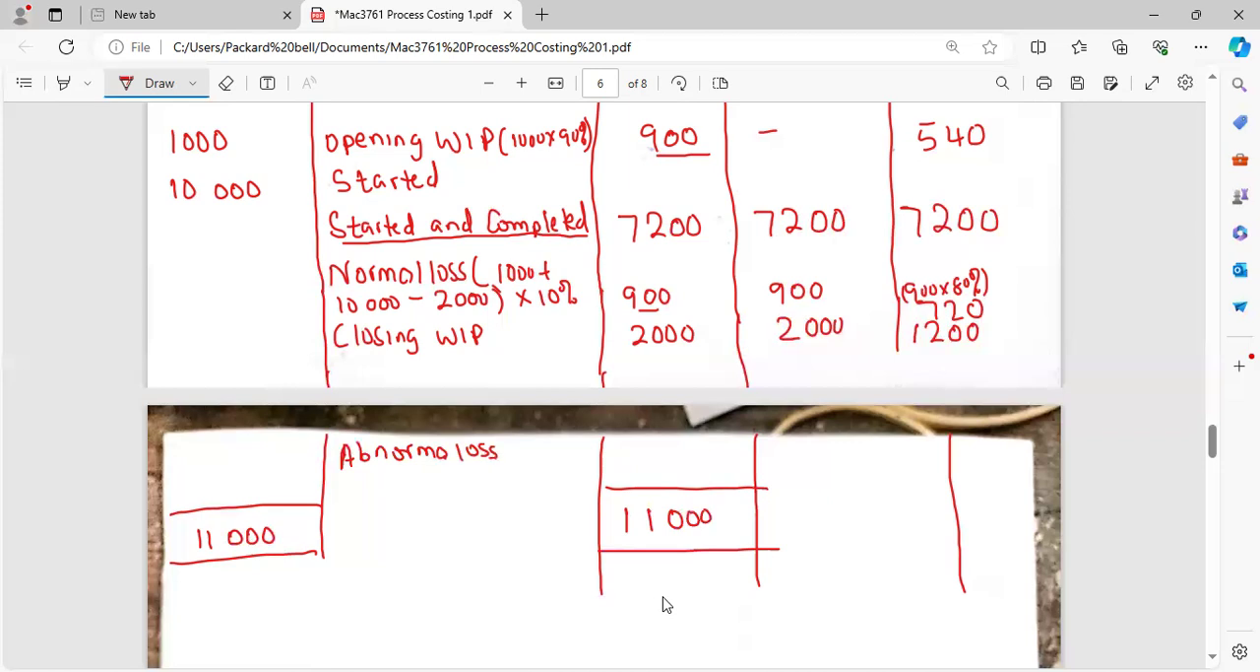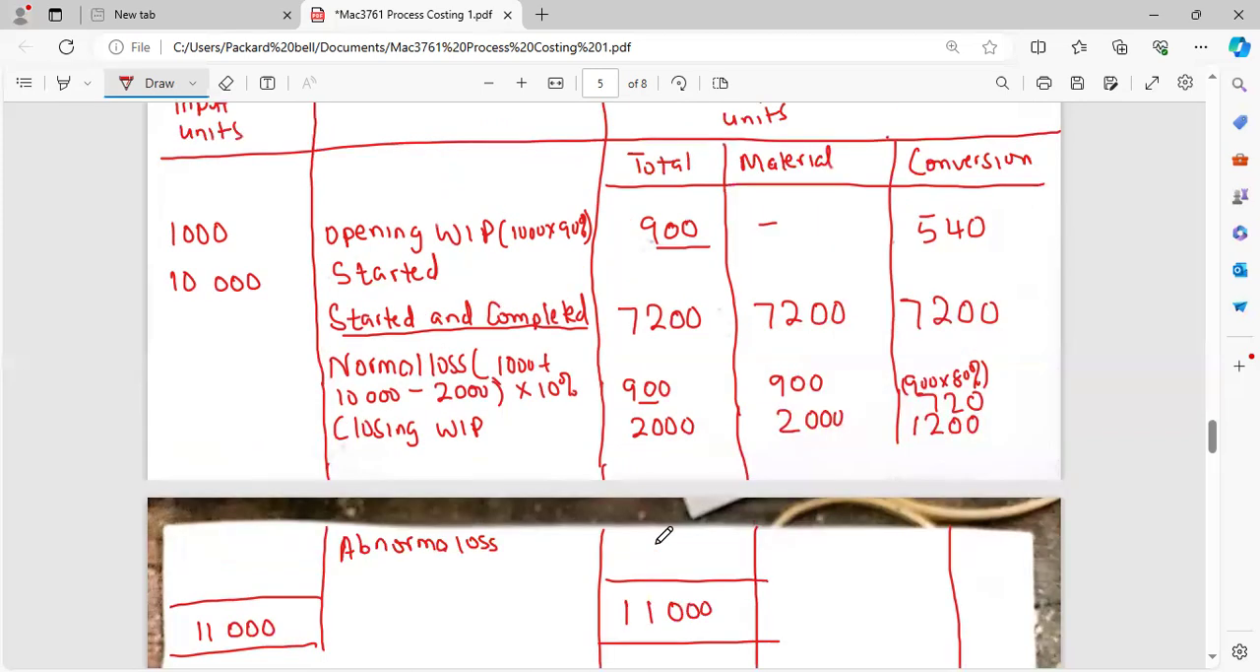So if we add this side and they don't balance, then the difference now is going to be the abnormal loss. Let's add and see if they balance. So which means we have 900 plus... they are balancing, which means there is no abnormal loss.